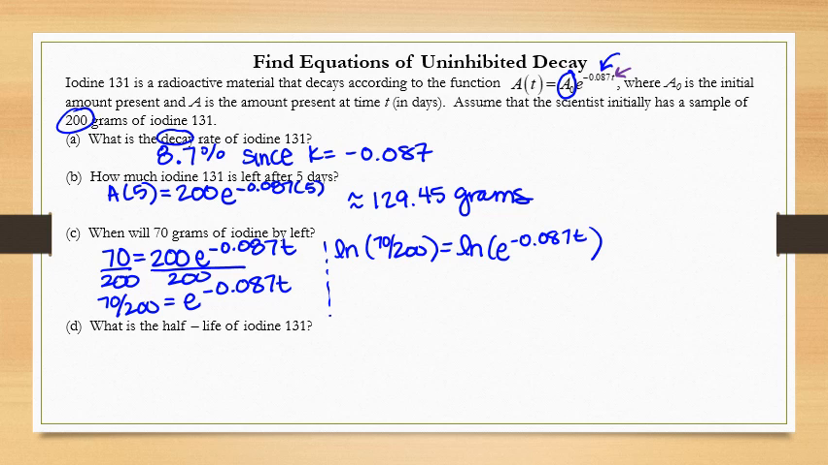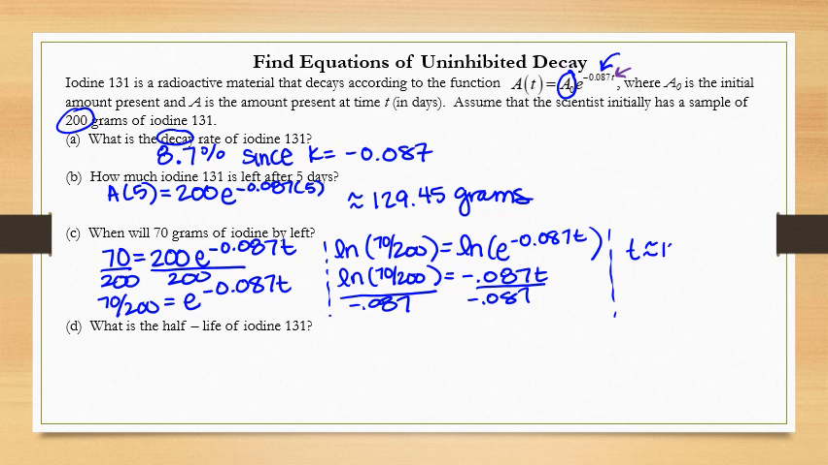And now that I have this written as a logarithm, I can use the power rule to move that exponent to being in front. And again, remember that the natural log of e is just 1, so I don't need to write that again. So to get the t by itself, divide both sides by negative 0.087. And you get that t is about 12.07 days.